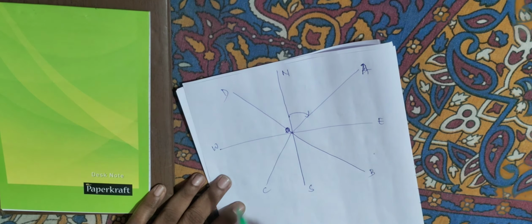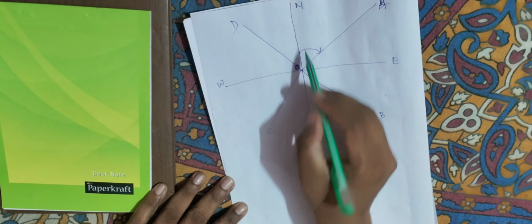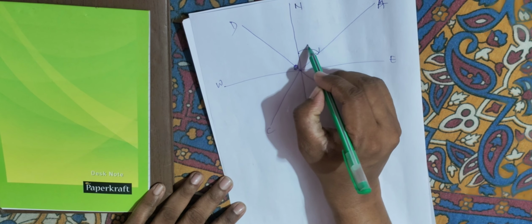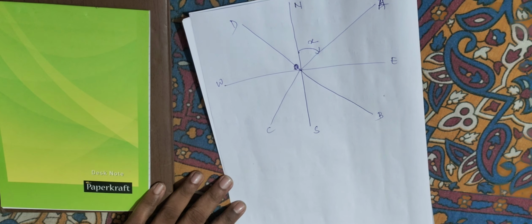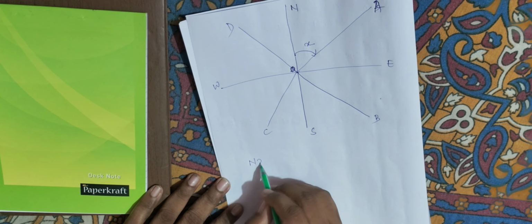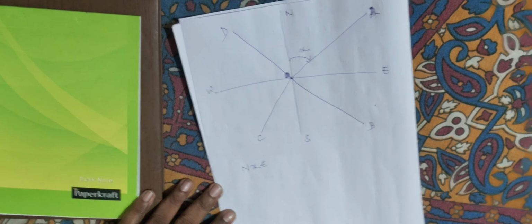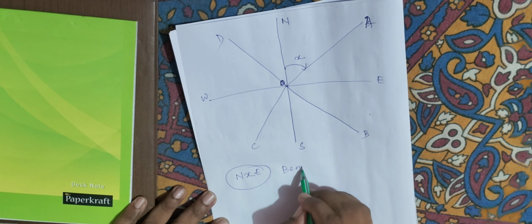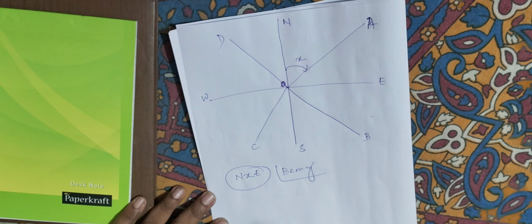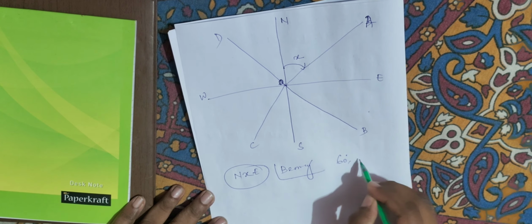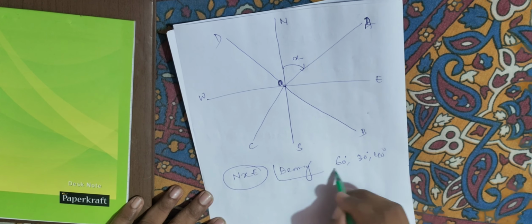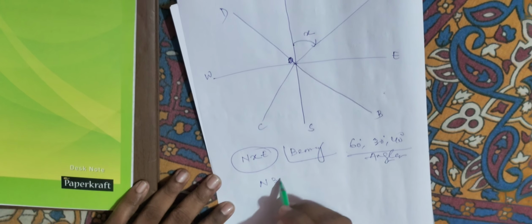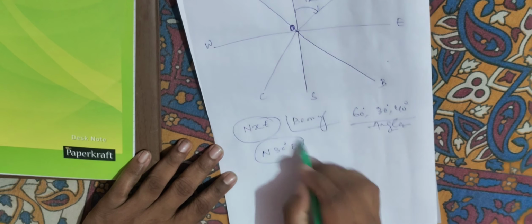Suppose angle OA. So OA means that is the angle. What is the angle? That is OA, that angle, suppose that is X. So the angle X means north, X, east. That is known as bearings. If we only consider suppose 60 degree, 30 degree, 40 degree, then that is known as angles. If we consider north, 30 degree, east, that is known as bearings.